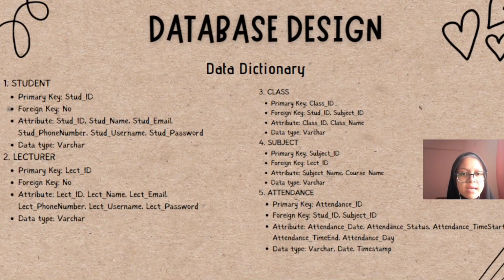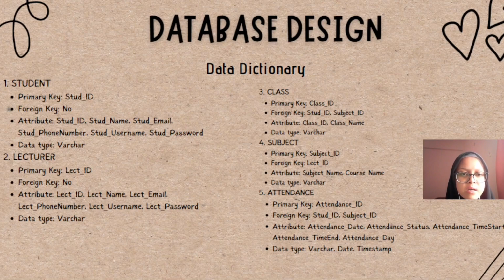Okay, next, subject table. For the subject table, the primary key is subject ID. Next, foreign key. The foreign key is lecturer ID. Attributes, subject name and course name. And the last one is data type, which also uses varchar.